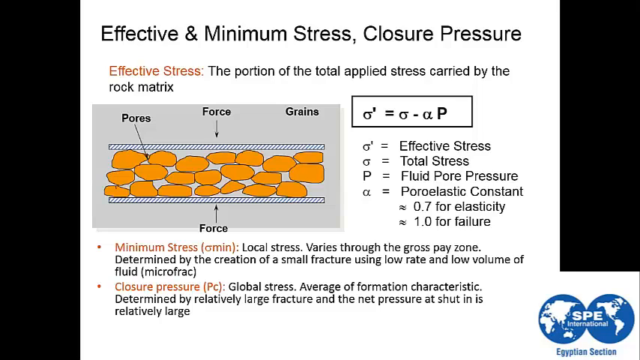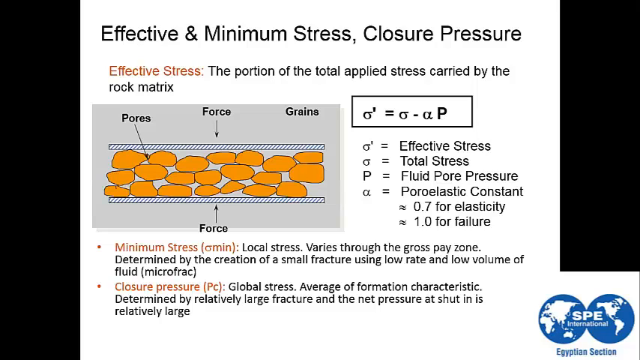With this same concept, we can calculate the effective stress for the minimum and the maximum by calculating the minimum horizontal stress and the maximum horizontal stress instead of the total stress value here, and also deducting the value of the stress held by the formation fluid.